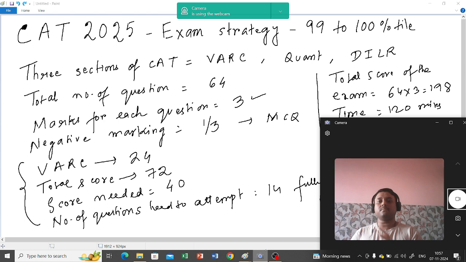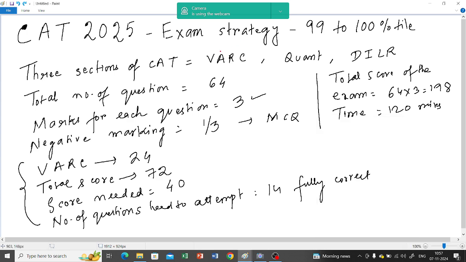So first of all, we will discuss what the three sections of CAT are. The three sections are verbal ability and reading comprehension, which is VARC. Then we have the quantitative aptitude section, and then we have DILR. So what is DILR? DILR is data interpretation and logical reasoning. We will discuss these sections as we move forward.